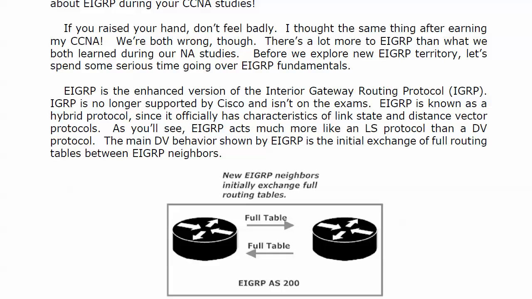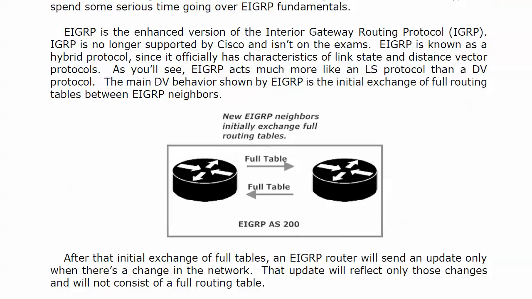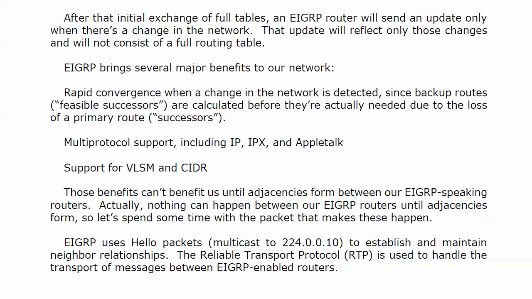That's it. And after that initial exchange of full tables, an EIGRP router is going to send an update only when there's a change in the network. And on top of that, that update will reflect only the change, and it's not going to consist of a full routing table. Now, a couple of other benefits EIGRP brings us are rapid convergence, and we'll take all of that we can get.